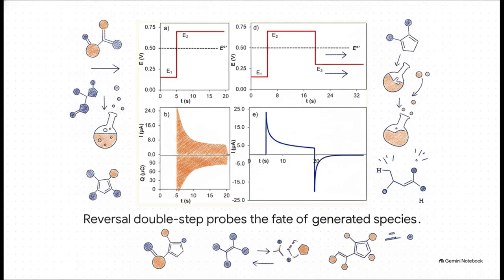This is what we call reversal double-step chronoamperometry. Instead of just stepping the voltage up and leaving it there, we step it up to trigger the forward reaction, let it decay, and then violently step the voltage back down to a totally new level. This sudden drop actually reverses the reaction. It lets us probe the ultimate fate of the chemical species we just generated a few seconds prior. It's an absolutely fantastic way to study complex reaction mechanisms and see if our chemical products are stable or if they've already degraded into something else entirely.